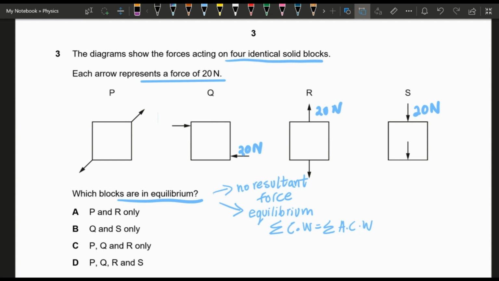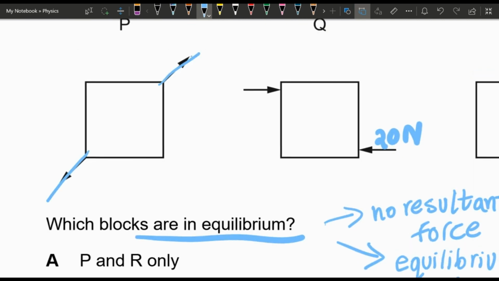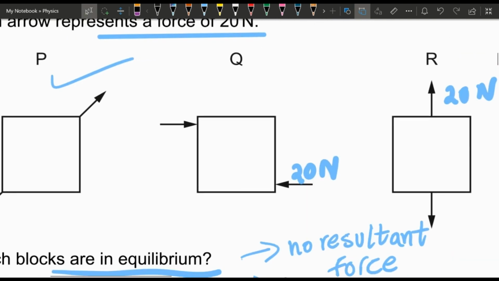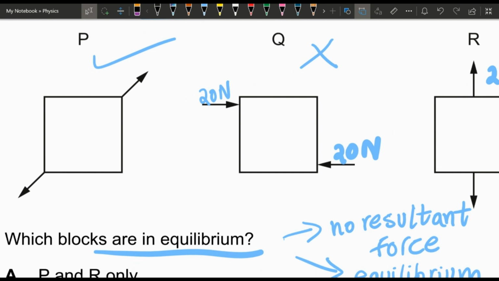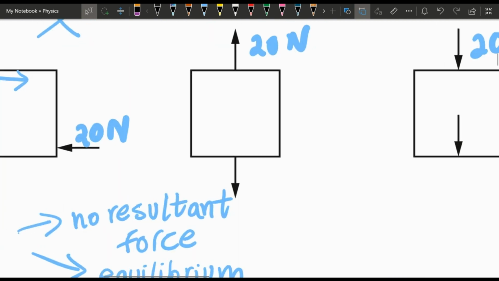So is P in equilibrium? 20 Newton acting here, 20 Newton acting here. Yes, because the forces are equal and in opposite directions, which is why P is in equilibrium. So P is correct. Now 20 Newton here, 20 Newton here. Is this object in equilibrium? No, because they're not equal and opposite. If this force acts over here, an opposite force should act over here for it to be in equilibrium, but instead it is acting downward, which is why this Q object is not in equilibrium.